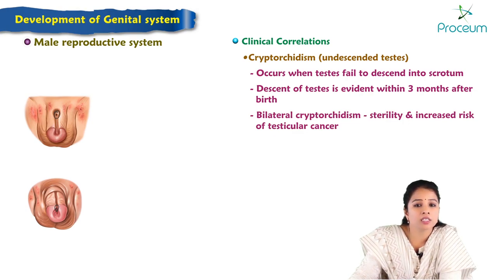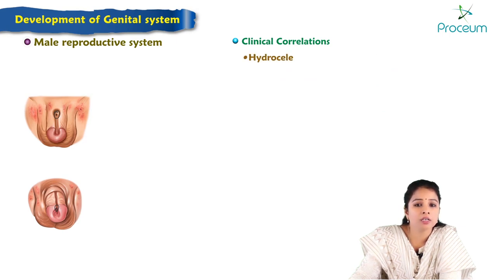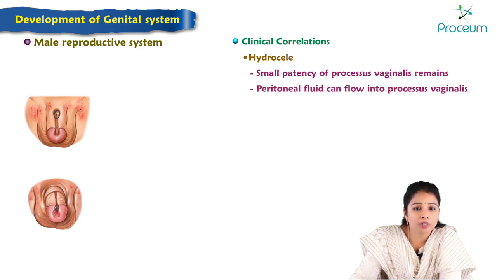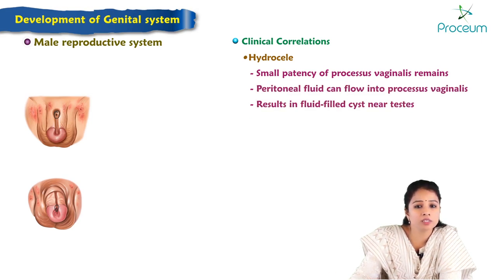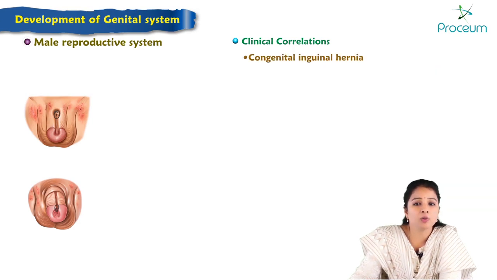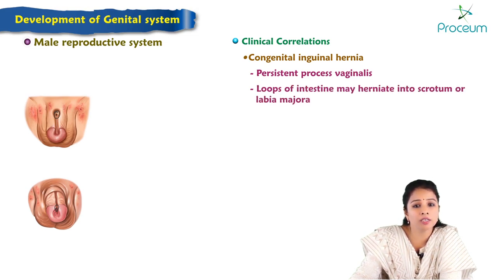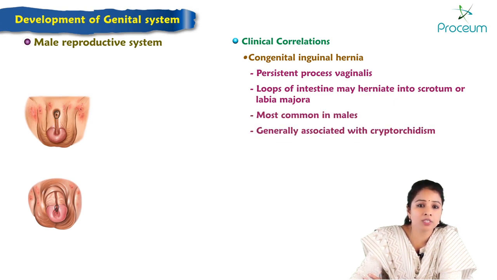So, the next condition is congenital hydrocele of the testis. This is due to a small patency of the processus vaginalis. Because of this patency, peritoneal fluid can flow into the processus vaginalis, which results in a fluid-filled cyst near the testis. The next condition is congenital inguinal hernia. It may result from a persistent processus vaginalis, where loops of the intestine may herniate into the scrotum or labia majora. It is most common in males and is generally associated with cryptorchidism.